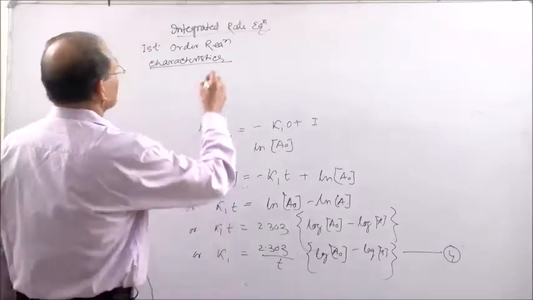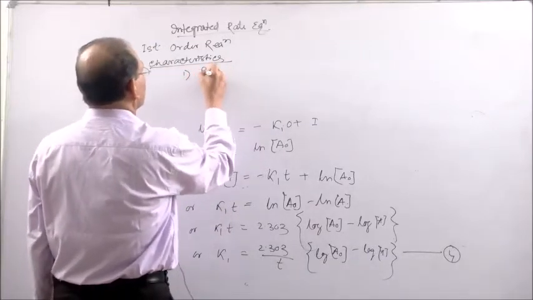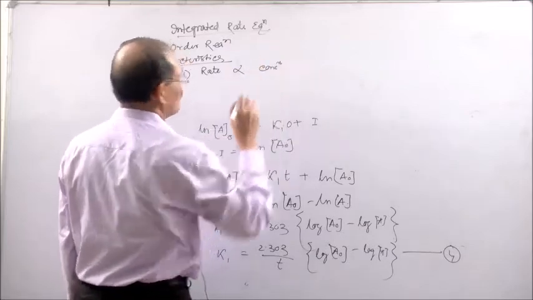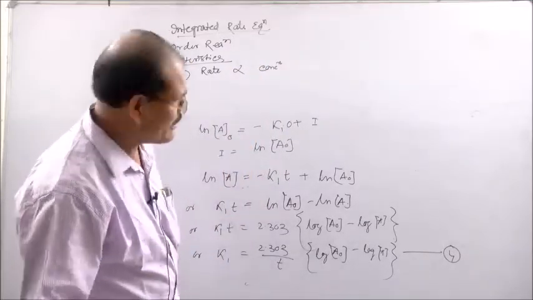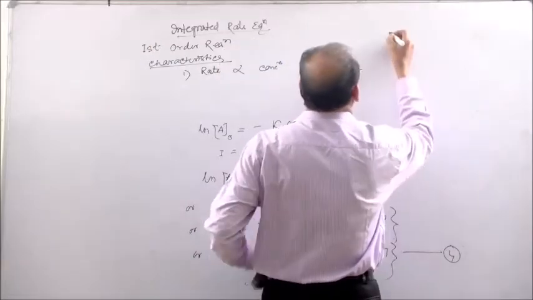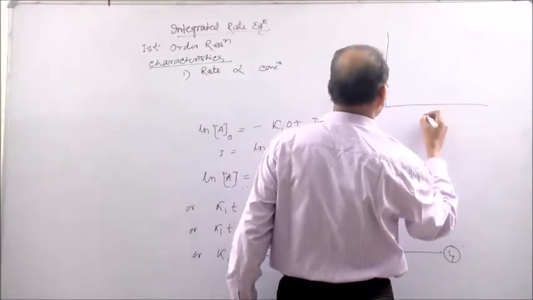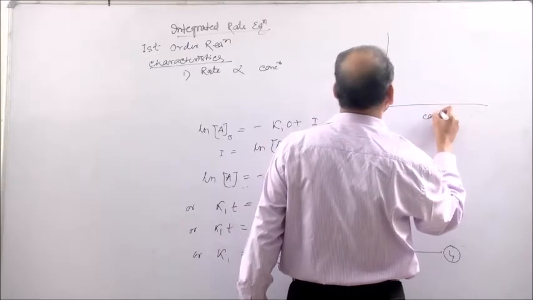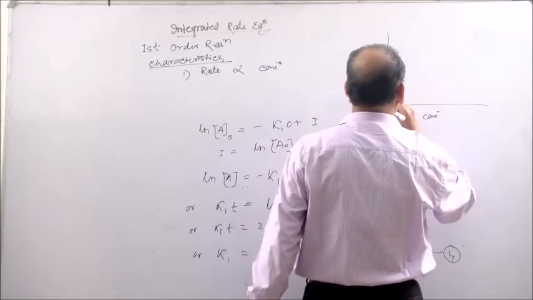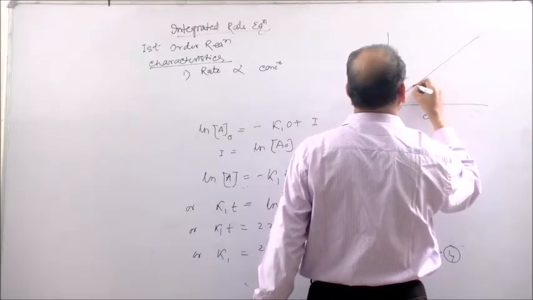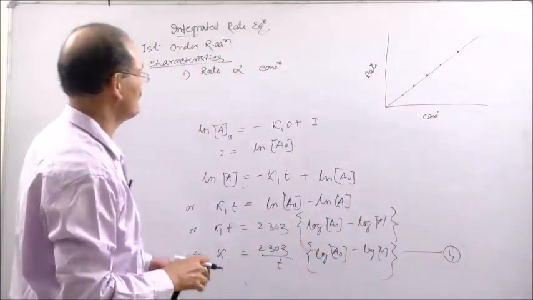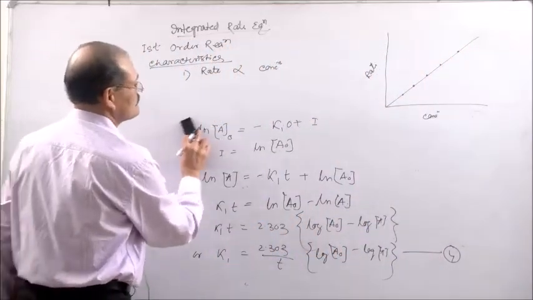As we have taken, first, the rate is directly proportional to the concentration. What does it mean? That means if you take a plot of rate versus concentration, it gives a straight line passing through the origin. That means it is a linear equation.